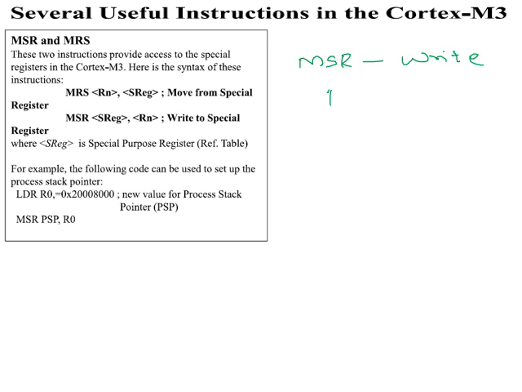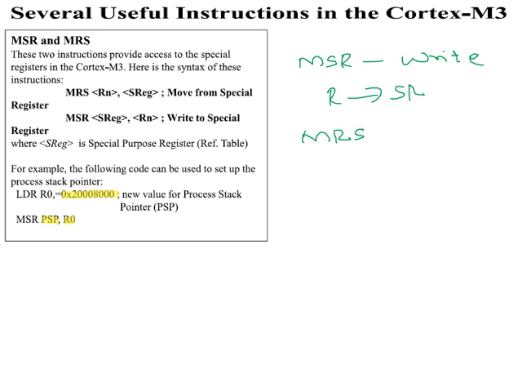Okay, so normal register to the special register. Similarly, you can read by using the MRS instruction. Say for example, if you have this value over here, that is R0 has this value, what will be the new value for PSP? If I write MSR, it means you are writing into the process stack pointer. What is the value? The content of R0. PSP will have this value now.